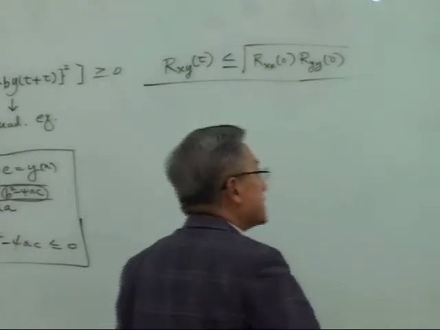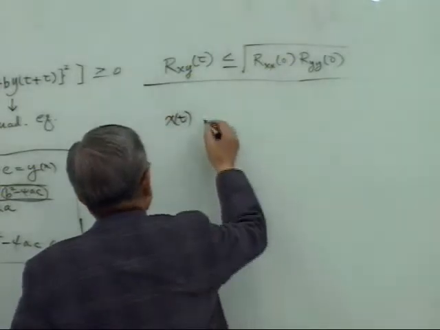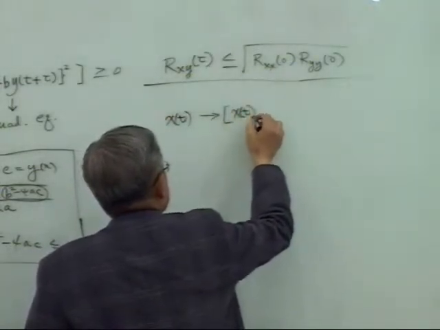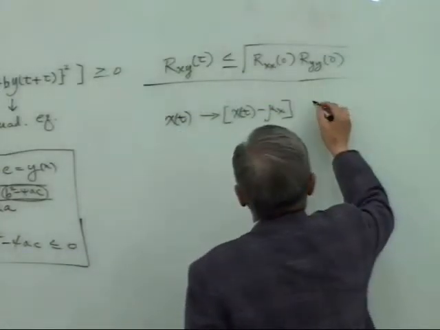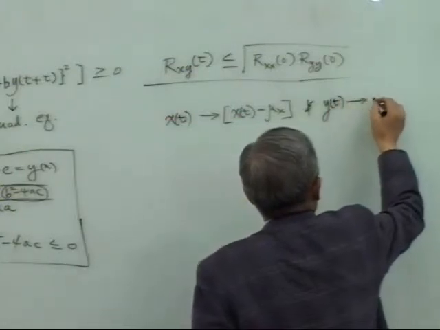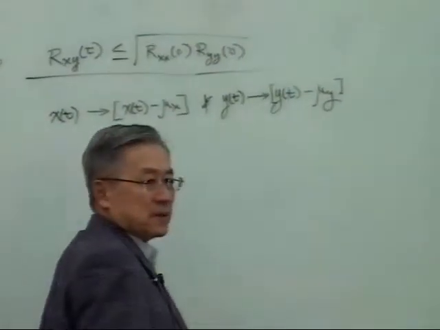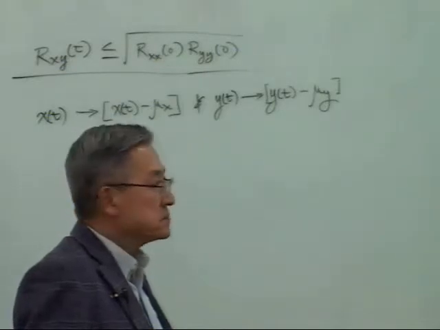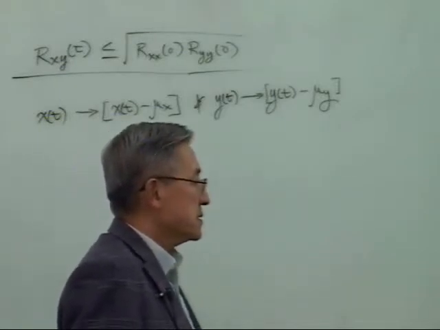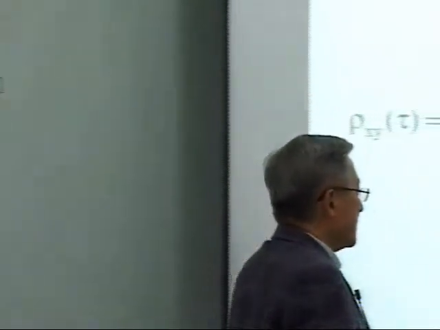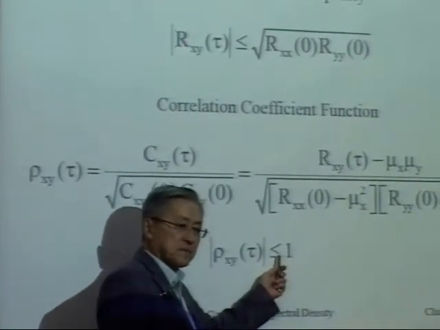And C is related, you replace xt by xt minus mu x. What I'm trying to do is shift the means, right? And yt as yt minus mu y. Okay? I want you to think about it. Then you will get the second relationship. Take a look at it, okay? Which is not bad. And the correlation function, absolute, is less than or equal to 1. Then you can tell the range.